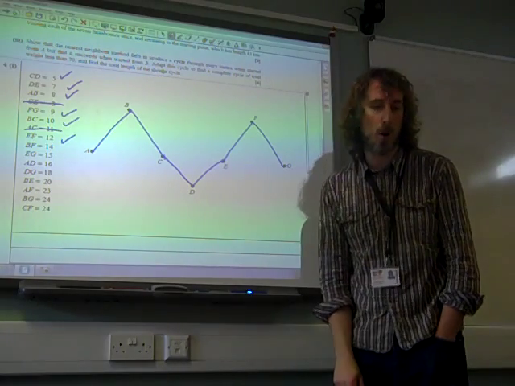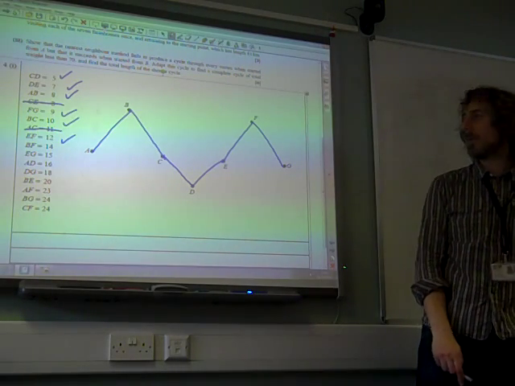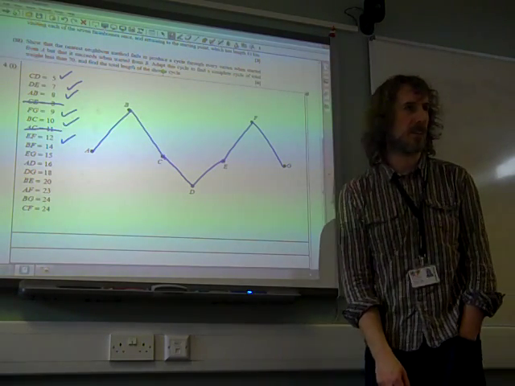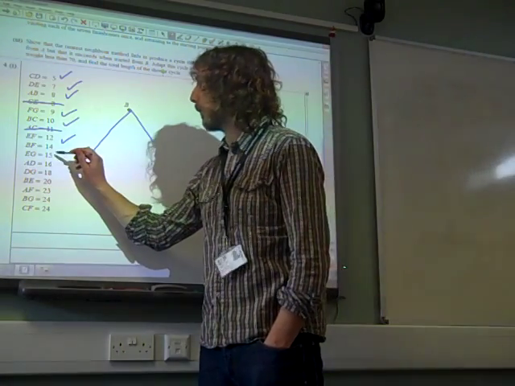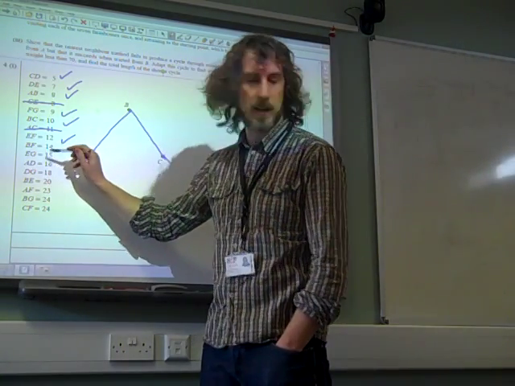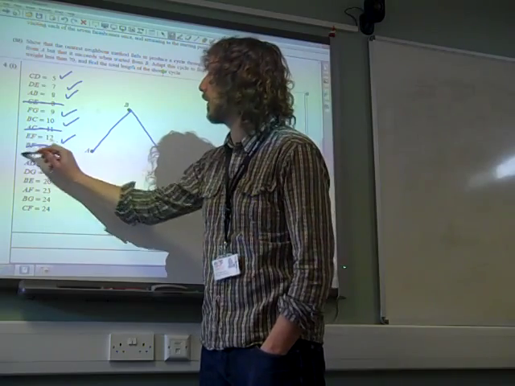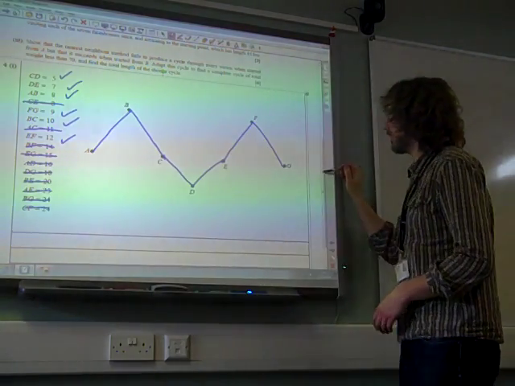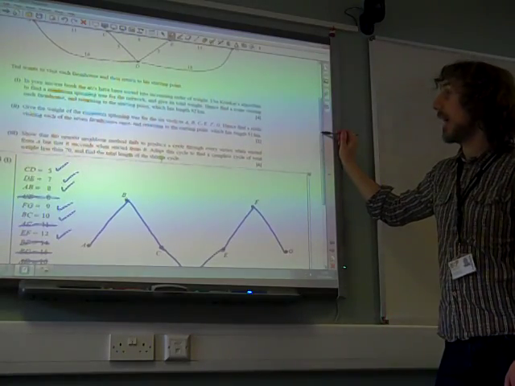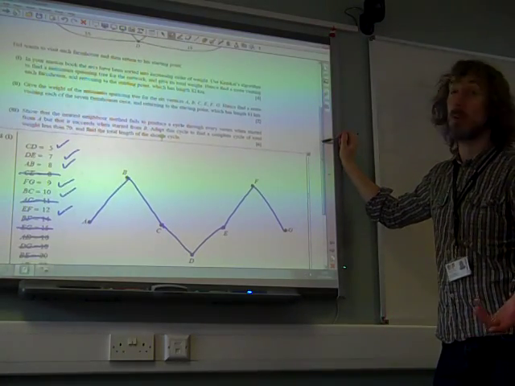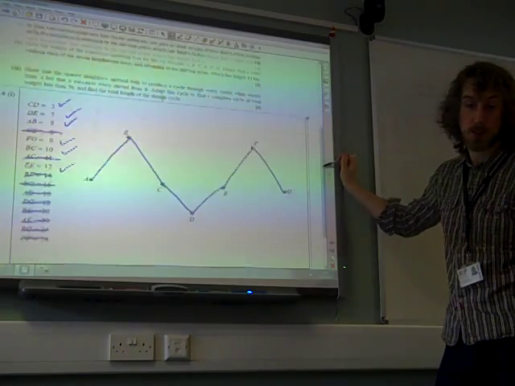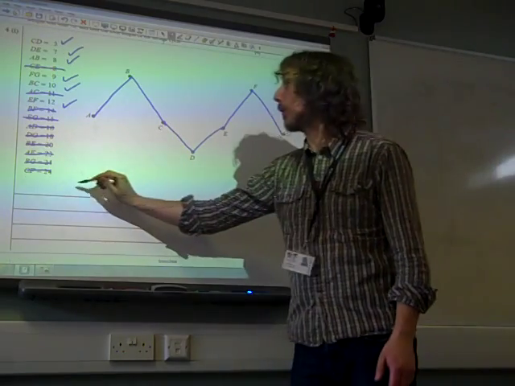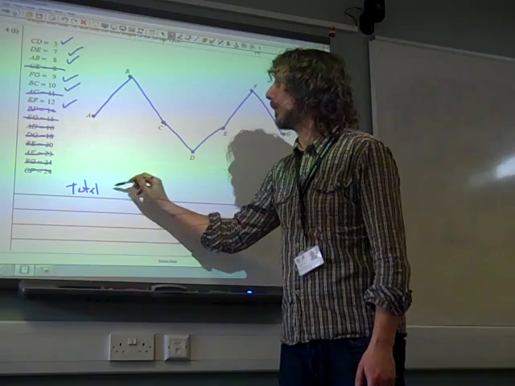And then from there on, we've connected them all. So that's our stop point. We could, if we wanted to, show that we then wouldn't connect any more. BF would create a cycle, and so on. The question then said, hence give its total weight, which, if we add them all up, comes to 51.